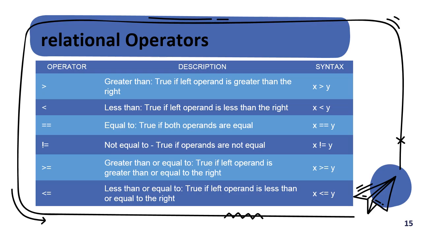Then greater than or equal to returns true if the left operand is greater than or equal to the right one. Then less than or equal to returns true if the left operand is less than or equal to the right one.